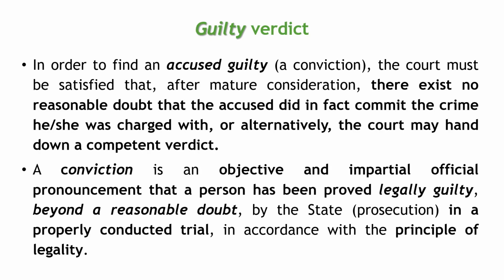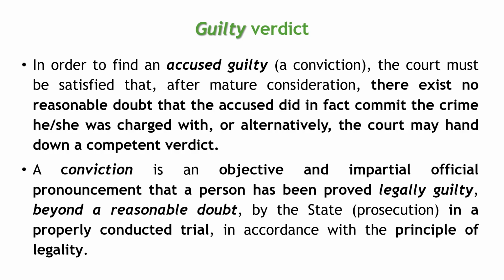In order to find an accused guilty, in other words, a conviction, the court must be satisfied that after mature consideration, there exists no reasonable doubt that the accused committed the crime in question. Thus, in order to obtain a conviction and overturn the presumption of innocence, the court must be satisfied that the prosecution has proven the legal guilt of the accused beyond a reasonable doubt.